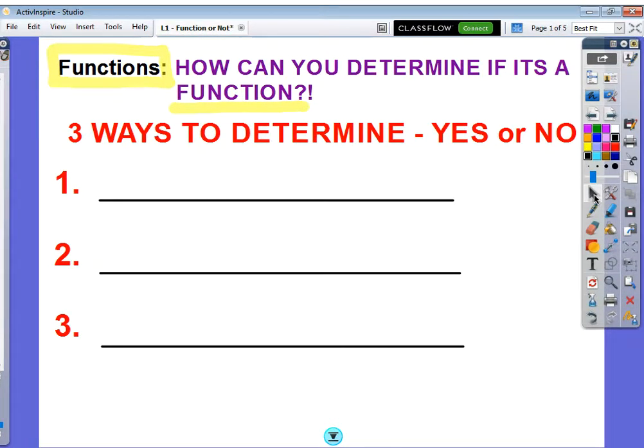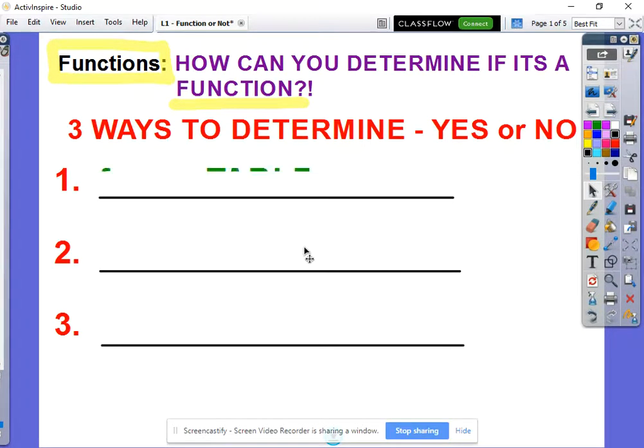I'm going to reveal them here and I want you to write them in. The first way that we can test if something is a function is from a table. We're going to practice that here in just a bit. We can look at a table of x and y points and say, okay, this is a function or this is not a function.